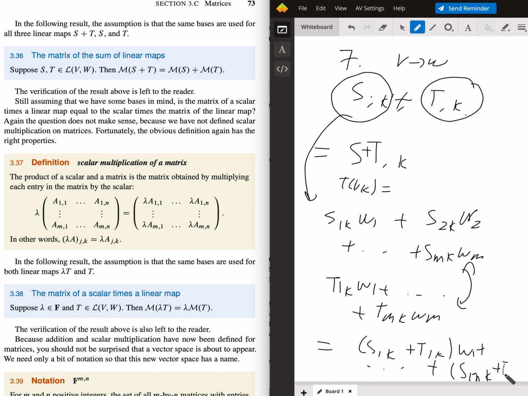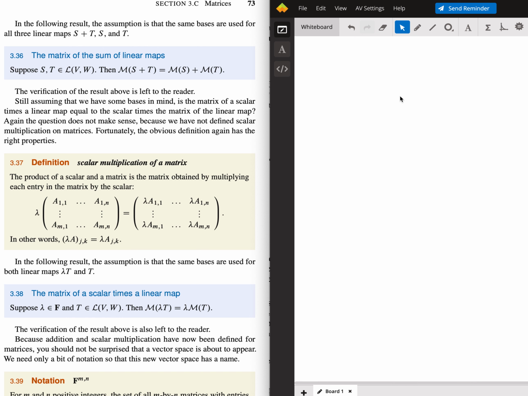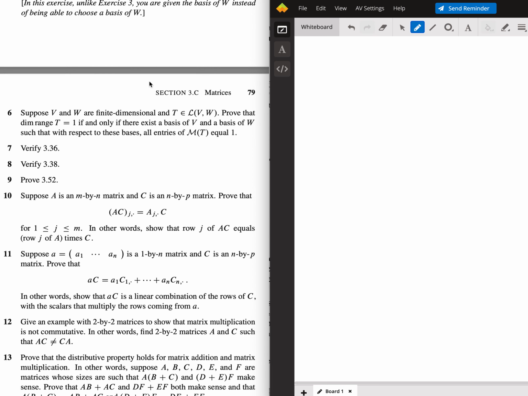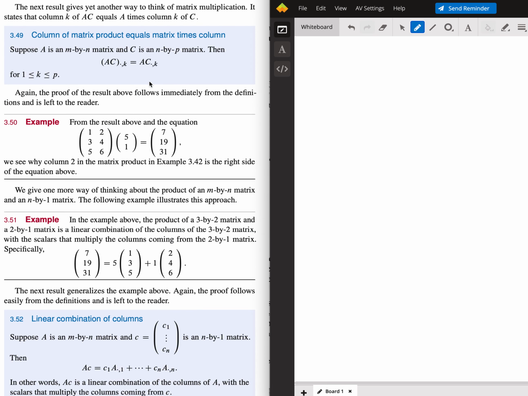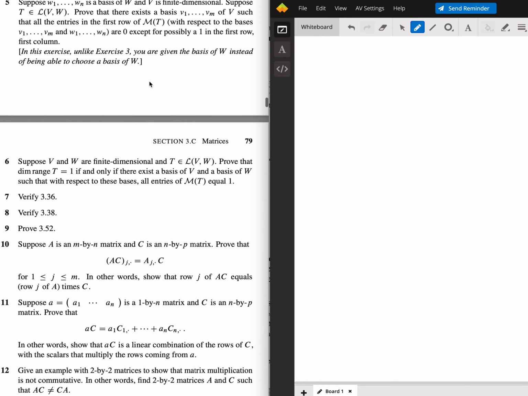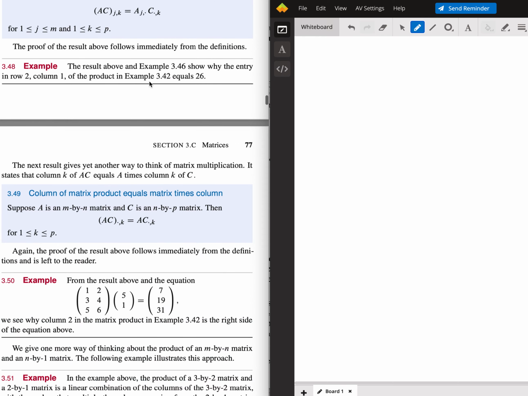And if you restore this back to the matrix form, which you certainly can, and in fact I think is what you're supposed to do, then this just is indeed a column-wise addition of those two columns, where you have a set theoretic addition or something like that. Okay, so I guess that's question 7, and we'll go in for question 8, which says verify 3.38.